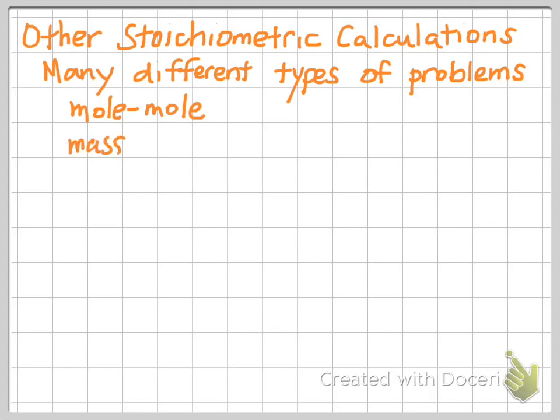You may be given a mass problem. The idea here is that you're given something in grams or kilograms, and you're asked to calculate a different substance in grams or kilograms. When you've done these, you should have noticed that you've needed to use a total of 3 conversion factors. You've used molar mass, a mole ratio, and molar mass again.